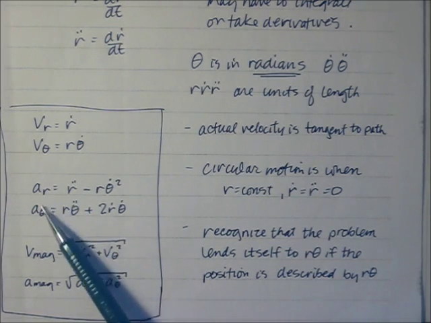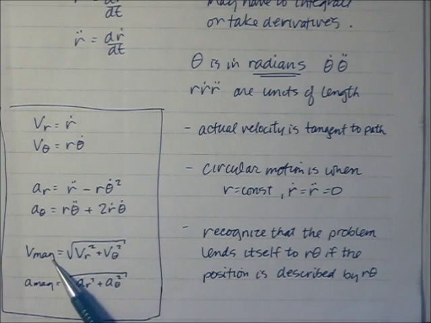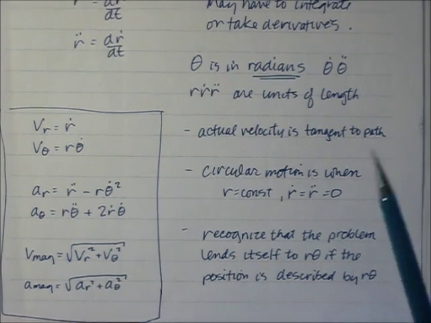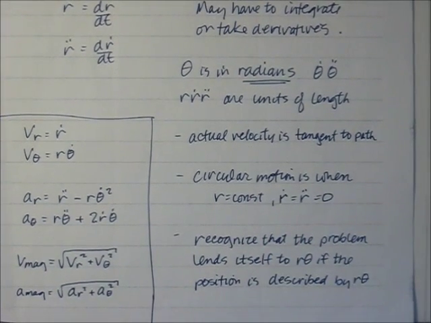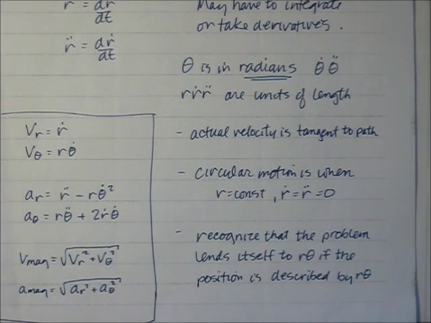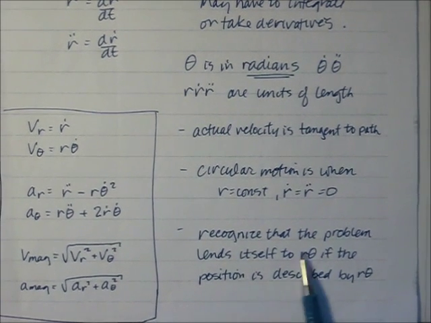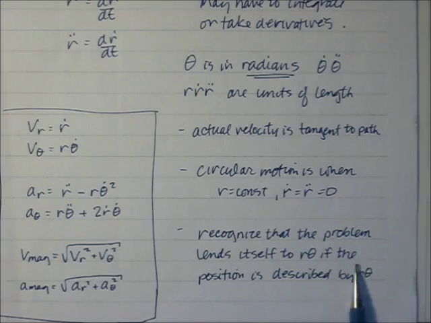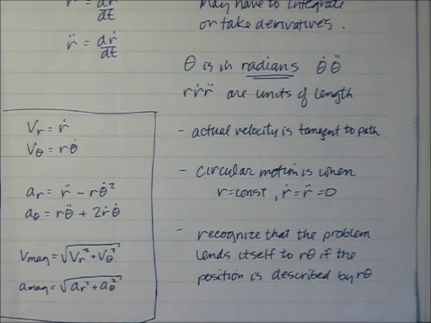Again, once we find those components, we can find the actual magnitude of velocity and the actual magnitude of acceleration by taking the square root of the sum of the squares. Always remember that the actual velocity is tangent to the path, the actual acceleration is generally not tangent to the path. Recognize also that the problem lends itself to r theta if the position is described by r theta, as I said before.